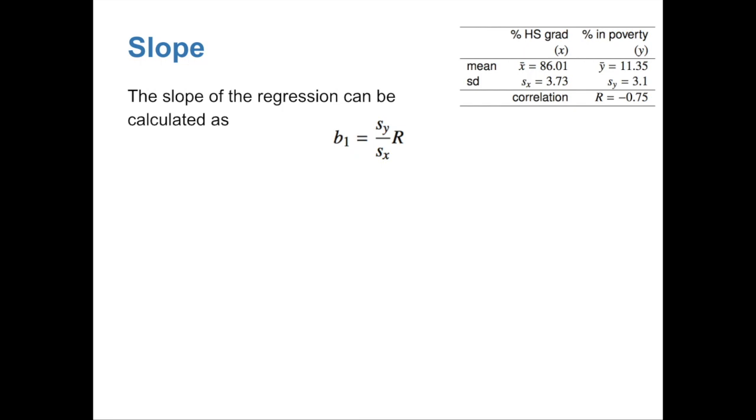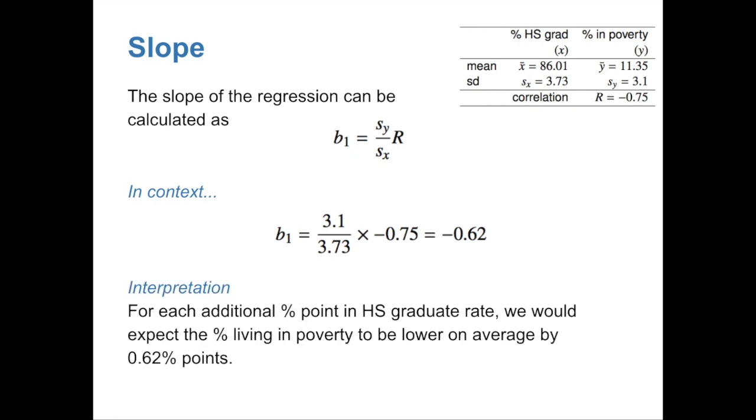Let's first start by finding b sub 1, so we can identify the slope. This can be found by taking the standard deviation of our Y variable divided by the standard deviation of our X variable and multiplying it by our correlation. In this particular instance, we'll have 3.1 divided by 3.73 times our correlation, a value of negative 0.75. So our slope is going to be negative 0.62, which should make sense because our graph is negative. We have a negative slope.